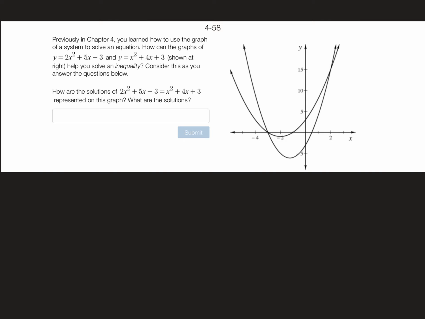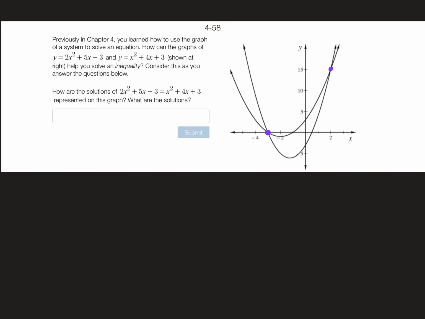Think about it as we answer this question. How are the solutions to this equation represented on the graph? I think we've established at this point that the solutions to that equation, when we look at the graph, are going to be the places where those two graphs intersect.